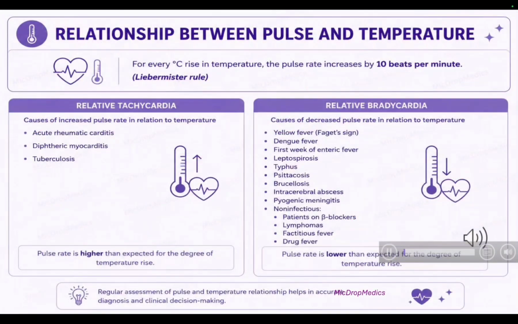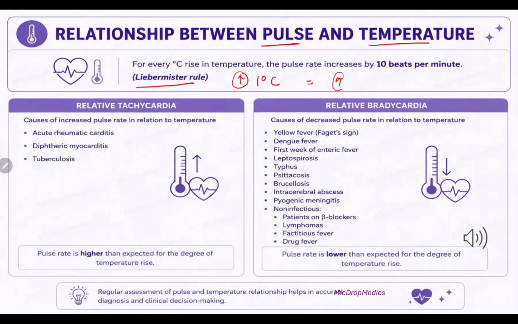Here is a high-yield clinical pearl that you will use every single day on the medical wards. There is a strict mathematical relationship between pulse and temperature, known as Liebermeister's rule. The rule states that for every 1 degree rise in body temperature, the pulse rate should increase by roughly 10 beats per minute. It's like the body's built-in thermostat and engine working together.